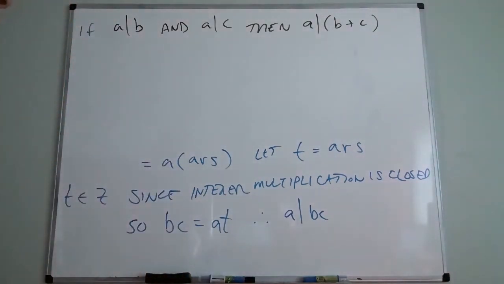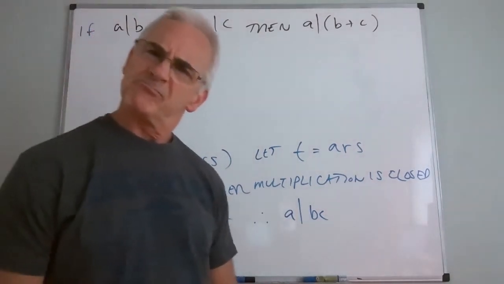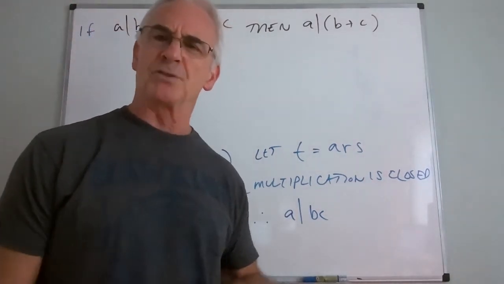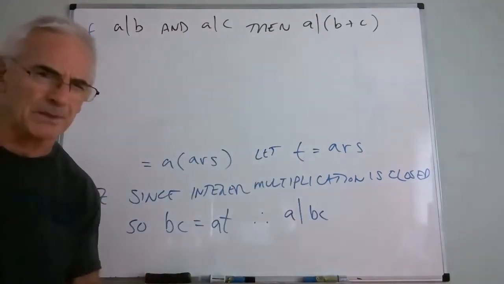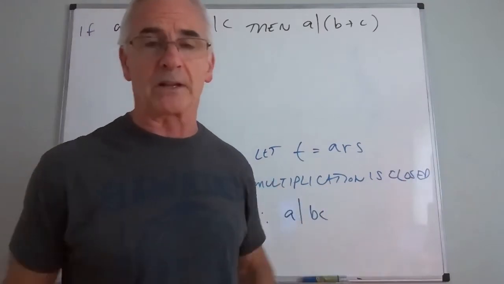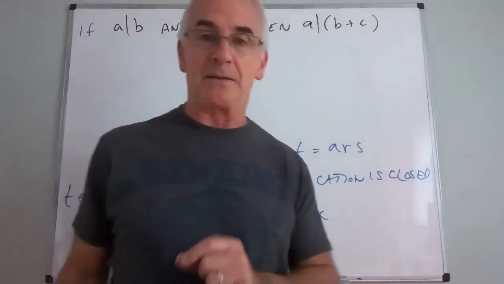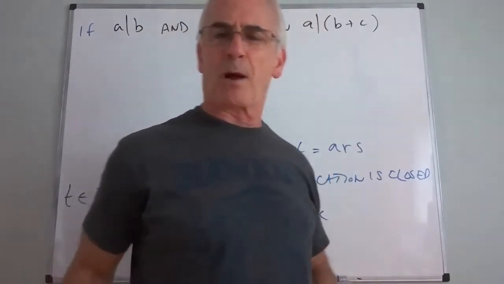Now, first of all, do you believe this is true? 2 divides 4, 2 divides 6. Does 2 divide the sum of 4 and 6? That seems reasonable. If 2 is a factor of the first number and 2 is a factor of the second number, then 2 ought to be a factor of their sum. I find that one totally reasonable. So I'm not going to spend time trying to disprove this one. I think this one is probably true.